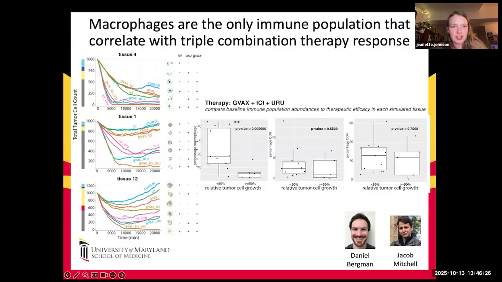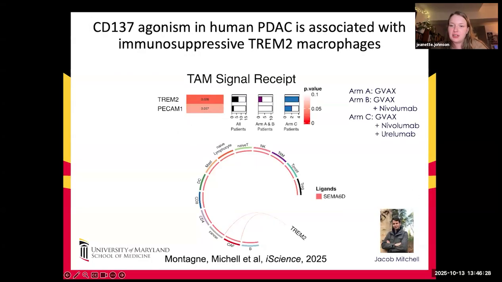And just an interesting note: later signaling analysis in this clinical trial showed that these TREM2 positive immunosuppressive macrophages went up in that triple combination, and that they were signaling to fibroblasts and tumor cells. So that was something in concordance with the model. When we got these results, it was something to look back and compare.